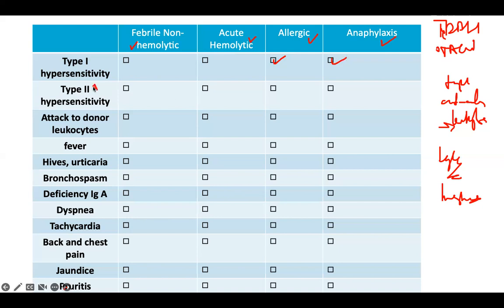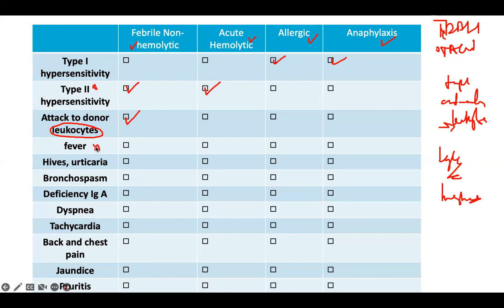Type 2, I told you, is an antibody-antigen reaction. If it occurs with the individual leukocytes, it is a febrile reaction. If the antigen-antibody reaction occurs on the blood cell itself, it's acute hemolytic. So these two are together, and these two are together. Attack on the donor leukocyte, I told you the white cells being attacked, is due to the febrile illness.